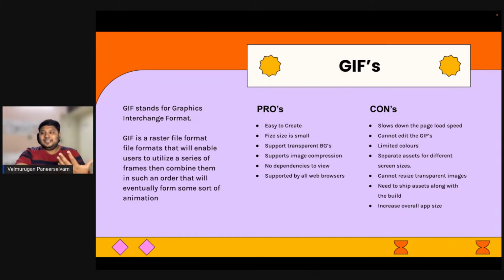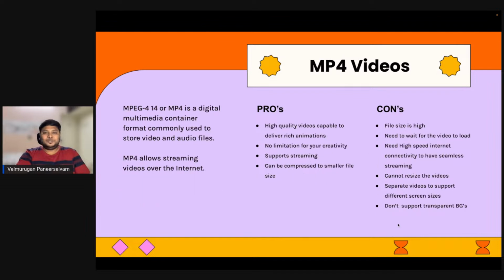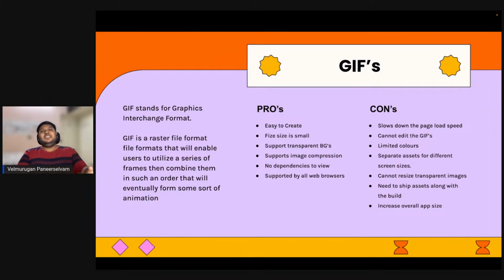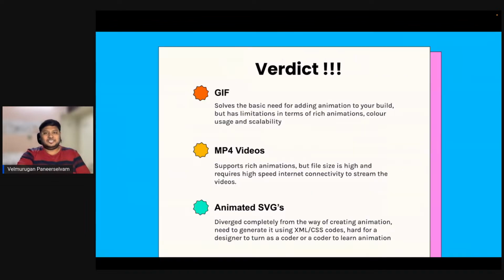So I said there are three ways to use animation in our product, right? GIF, MP4, and animated SVGs. And all three have some sort of disadvantages. Okay, GIF solves the basic need of animation, but it has limitations when it comes to building rich animations or colors, or scaling the image as well. It has a drawback.